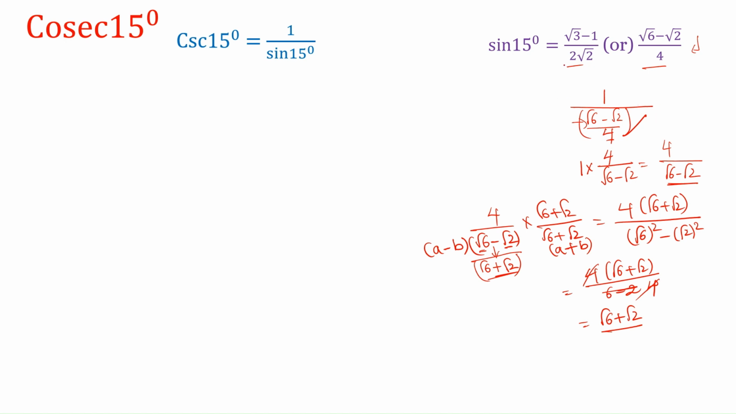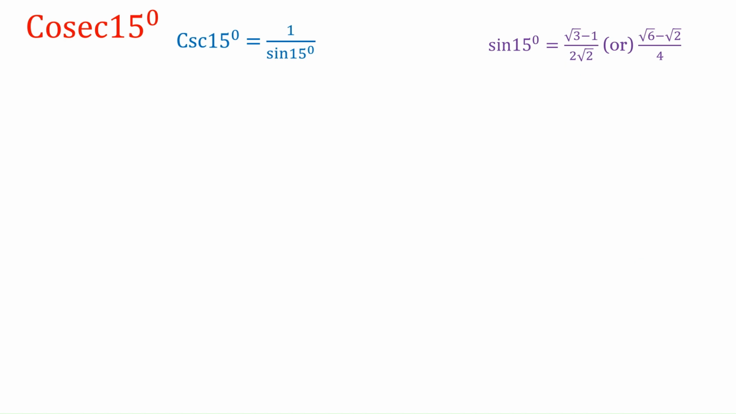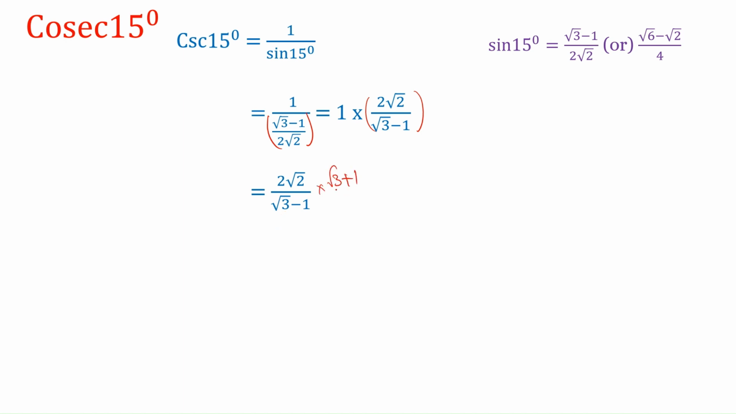Now, if we consider the second value here, substitute the first value here, that is root 3 minus 1 upon 2 root 2. Now, here again the fraction in denominator, so multiply numerator with its reciprocal. This will result in 2 root 2 upon root 3 minus 1. Now for this, rationalize the denominator. Either we can leave this here or rationalize the denominator. To rationalize the denominator, we have to multiply both numerator and denominator with root 3 plus 1.